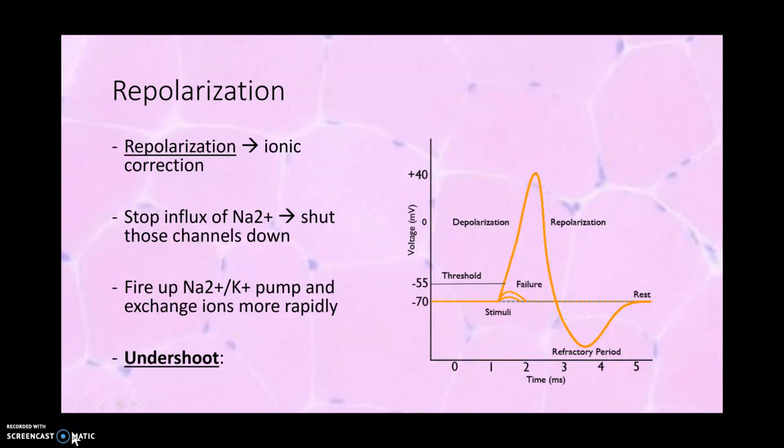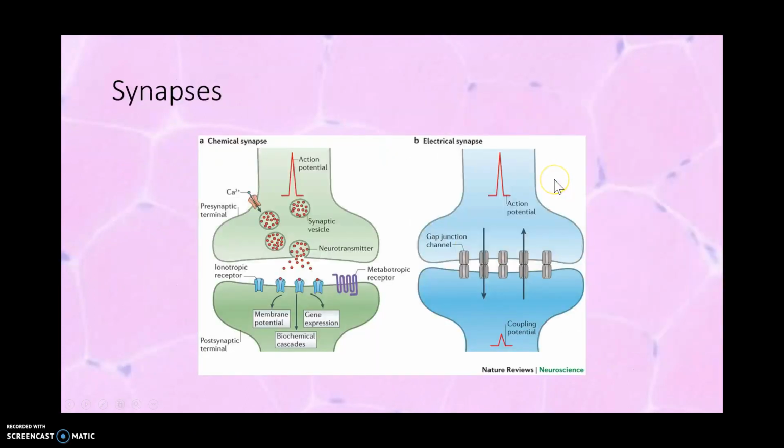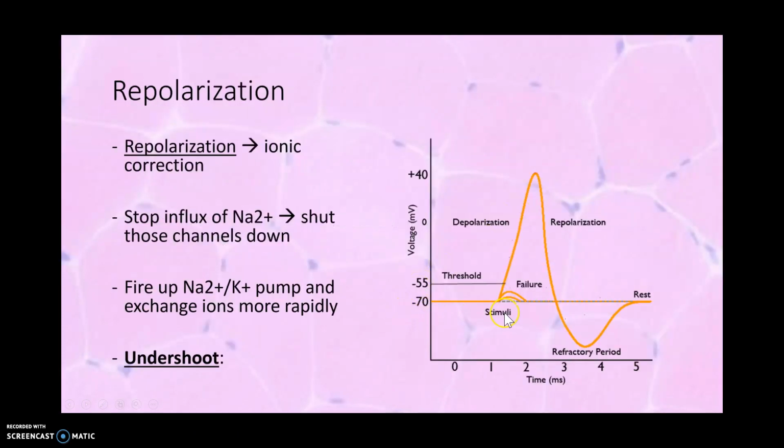Okay, so after we depolarize a cell and send that electrical signal through, we need to repolarize. So what does repolarization mean? Ultimately, ionic correction. We need to come back to baseline because we need to get ready for the next stimulus. We have depolarized, but we really need to repolarize so then we can come back to baseline and get ready for the next stimulus and keep exercising and keep contracting and transmitting those signals.